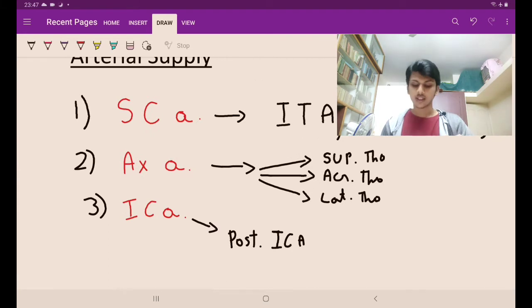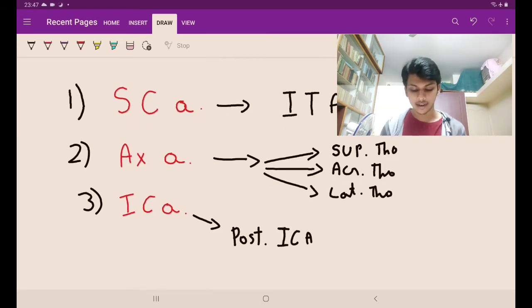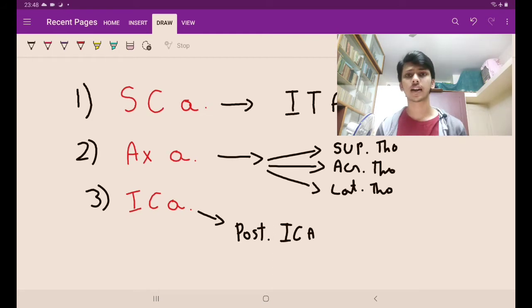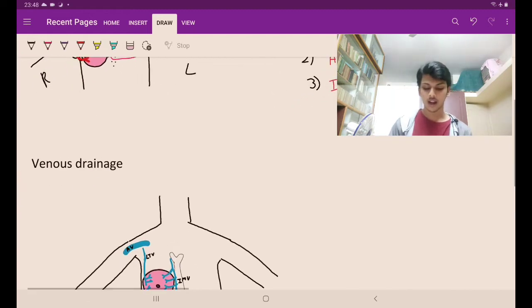Now see, there is the subclavian artery which gives us the internal thoracic, the internal mammary, that gives us the perforating branches which supply the breast from the medial side. Then there is the axillary artery which gives 3 branches mainly, and there is the intercostal artery, the posterior intercostal artery, which supplies the breast. Okay, that was the arterial supply.